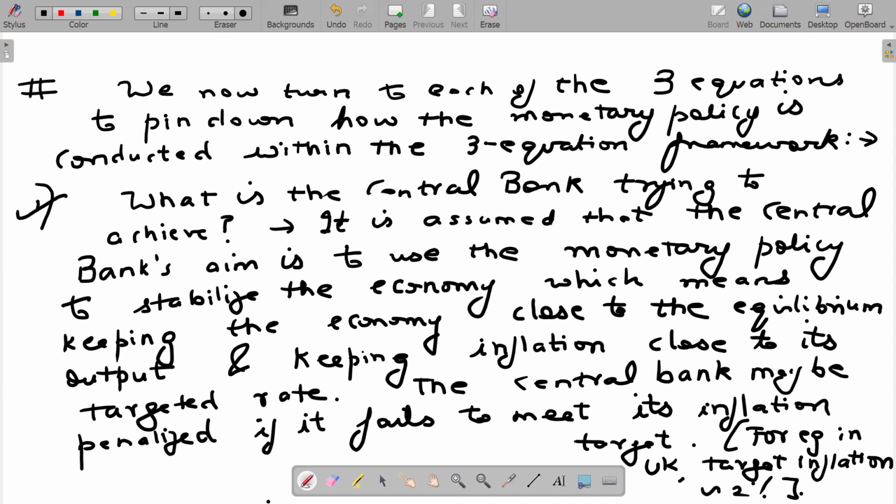And when we talk about what the central bank is trying to achieve, generally for every economy, the central bank is trying to achieve stability. The macroeconomic parameters should be stable. It should not be that output is very high or very low, inflation is very high or very low. That is not recommended. Every central bank aims to achieve inflation equal to its target level and output close to its equilibrium or full potential level of output.